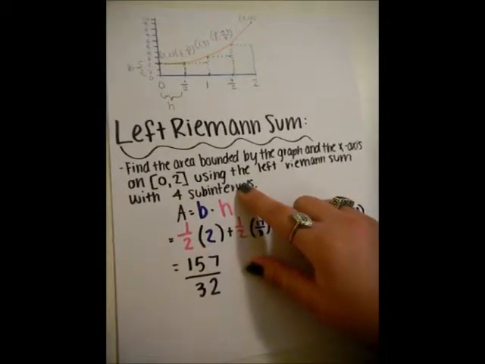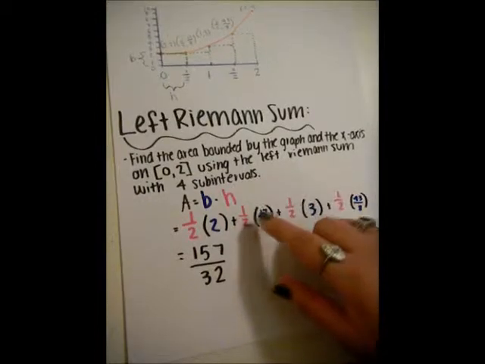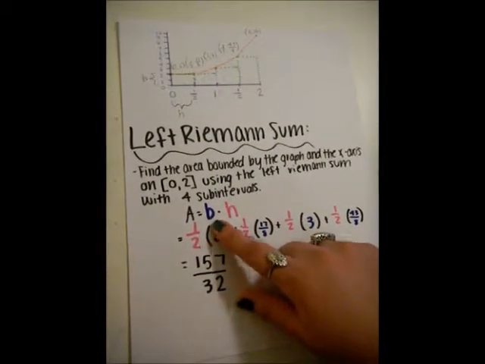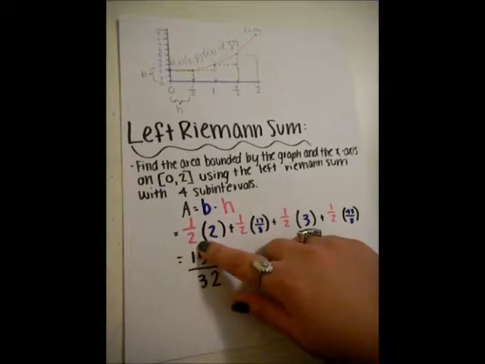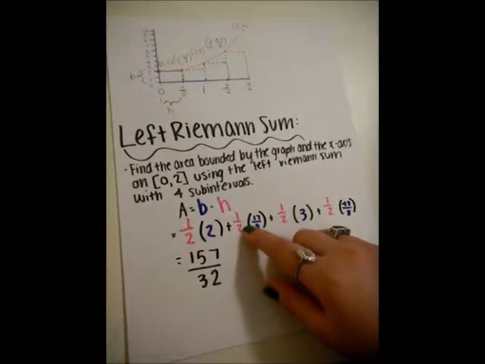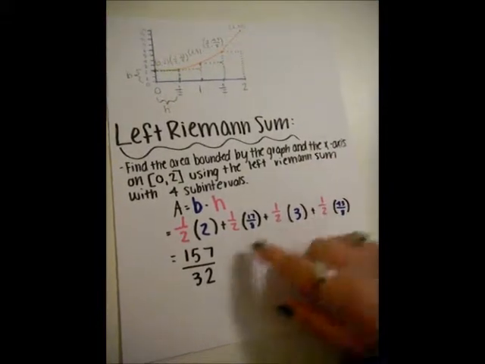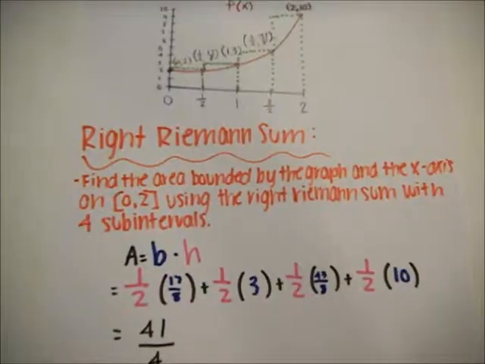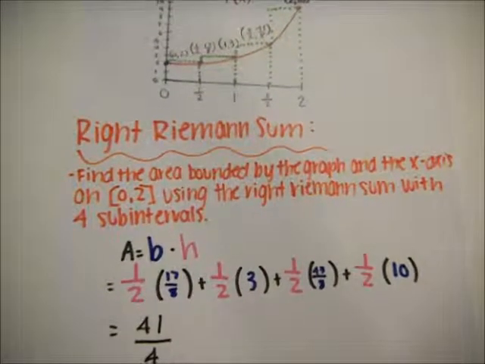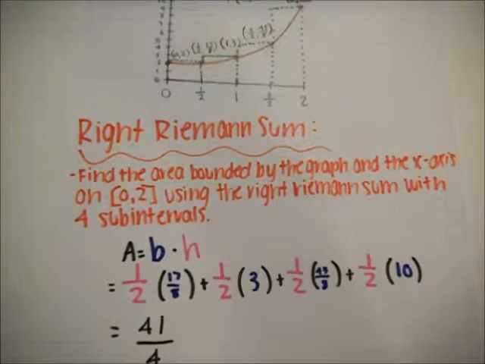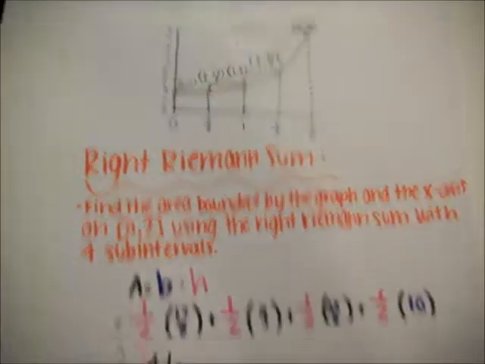using the left Riemann sum with 4 subintervals, you still use the area equals base times height, and 1/2 is the height and base 2, and you just keep adding the height times the base to get 157 over 32. Find the area bounded by the graph and the x-axis on the closed interval from 0 to 2 using the right Riemann sum with 4 subintervals.